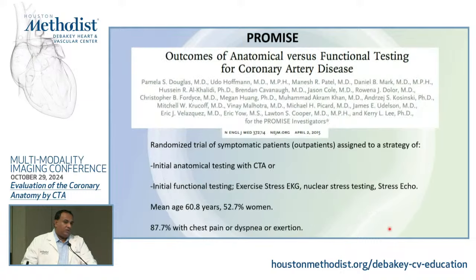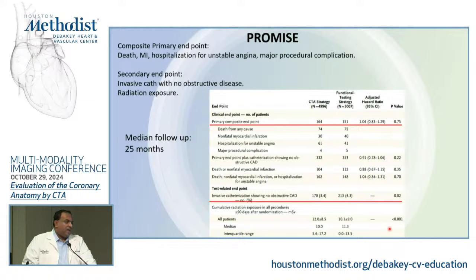So PROMISE was looking at the utility of coronary CT in an outpatient setting. This trial was published in 2015, also in New England Journal. Symptomatic patients were randomized to a strategy of initial anatomical testing with a coronary CT or initial functional testing, which could have been a stress echo, a plain exercise treadmill EKG, or a nuclear stress test. Most of these patients presented with symptoms of dyspnea or shortness of breath, and their composite endpoint was death, MI, hospitalization for unstable angina or major procedural complication, and median follow-up was up to 25 months.